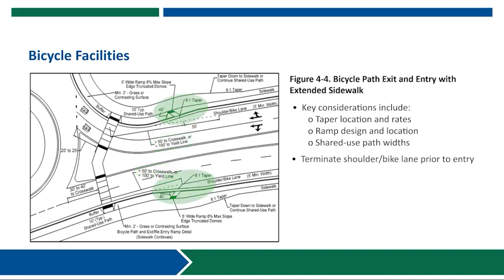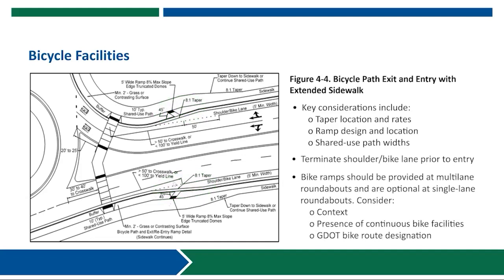For some of the taper design, we want to use an 8-to-1 taper and then use a 45-degree angle for the 5-foot wide ramp if we're transitioning bicyclists up onto the shared use path. Ramps on the entry and on the exit are fairly common, if not a standard feature for multi-lane roundabouts, given the additional complexity of those facilities. For single-lane roundabouts, they tend to be more optional. For single-lane roundabouts, you have a simpler configuration and generally have slower speeds. And so the use of a ramp becomes an optional facility.